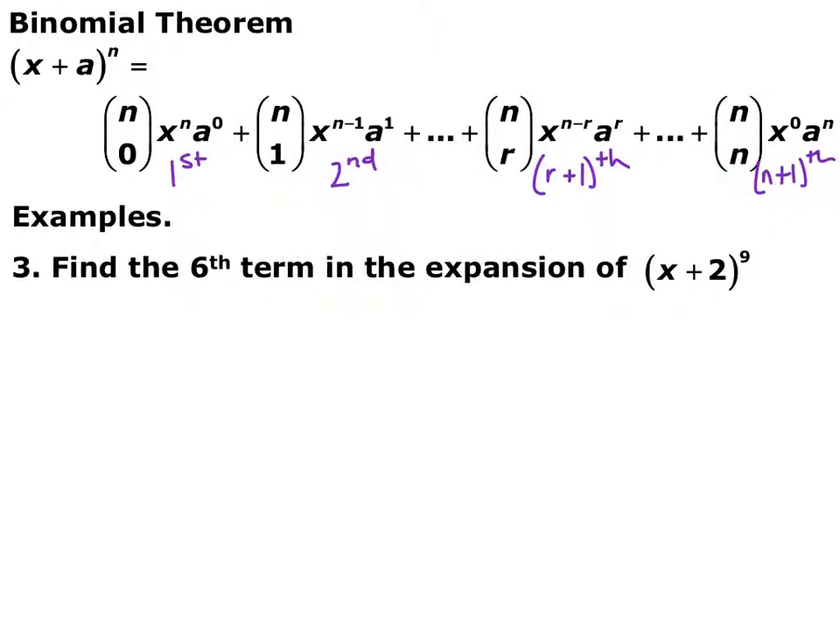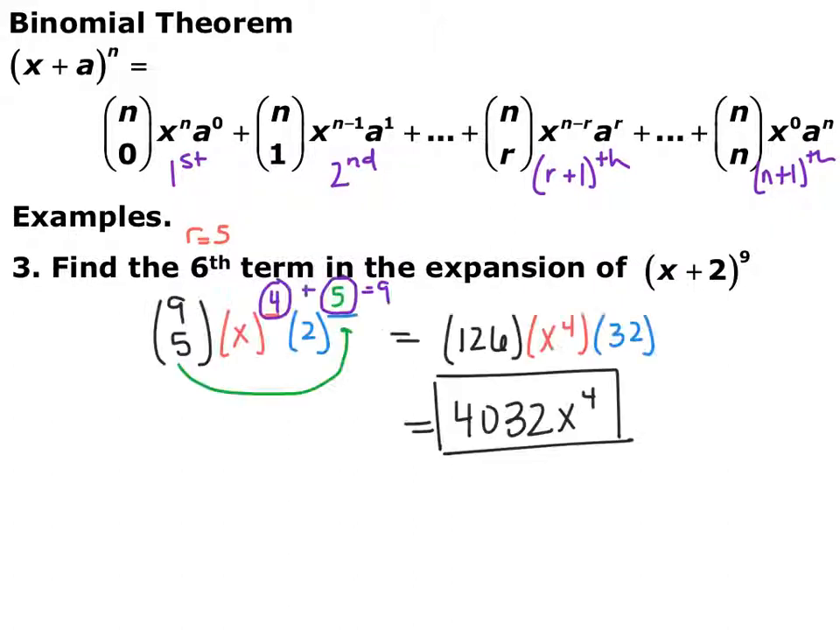So if we want the 6th term, we really want r to be 1 less than that. We want r to be 5. So using that, set up the binomial expansion to find the 6th term and actually find the 6th term of this expansion. So if we want the 6th term in this expansion, that means that we want r to be 5. So we're going to have n choose 5.